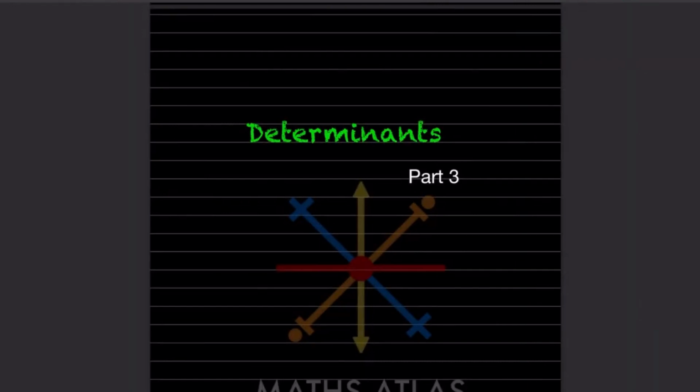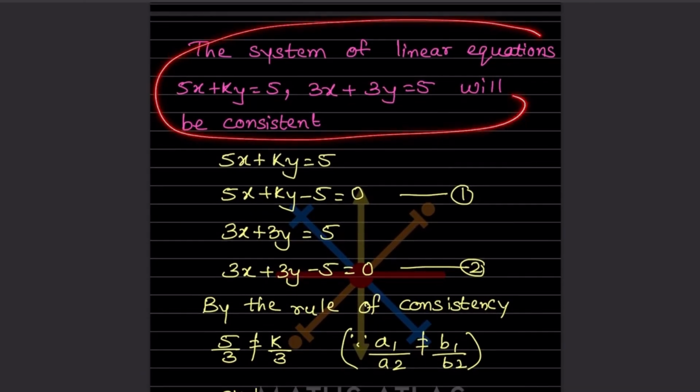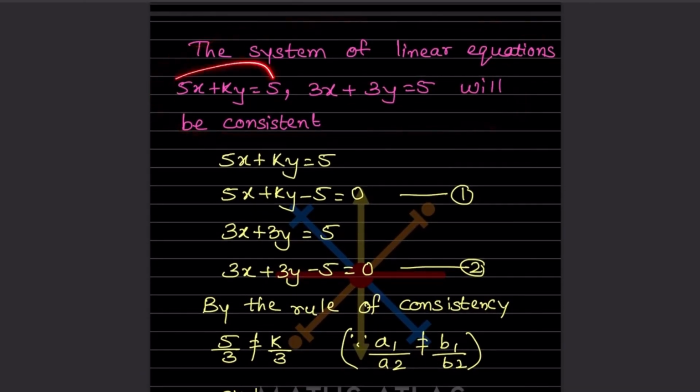So today we are going to do part 3 of the topic, determinants. So this is the question given over here. The system of linear equations, these are the two equations, and this will be consistent.